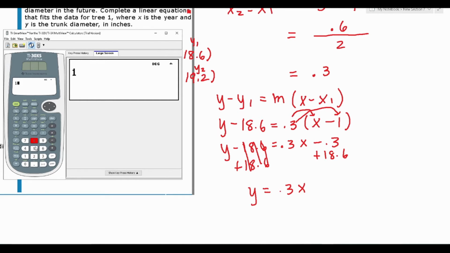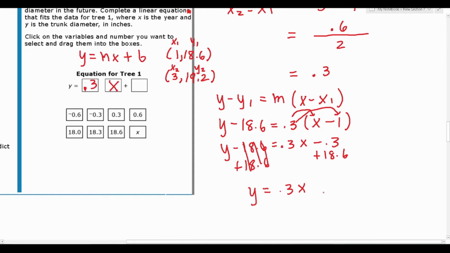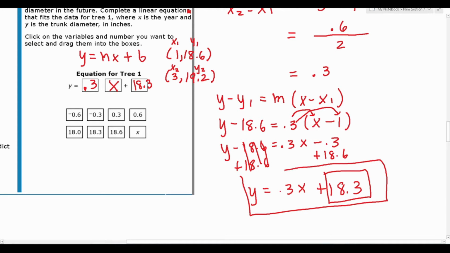Again, we can just do 18.6 minus 0.3. So that's 18.3. Again, we can see this mirrors what we have so far. We have y equals 0.3x right there. And we can see our b, which is right here, is 18.3. So this is 18.3. And this is the equation of the line that will predict growth for tree 1.